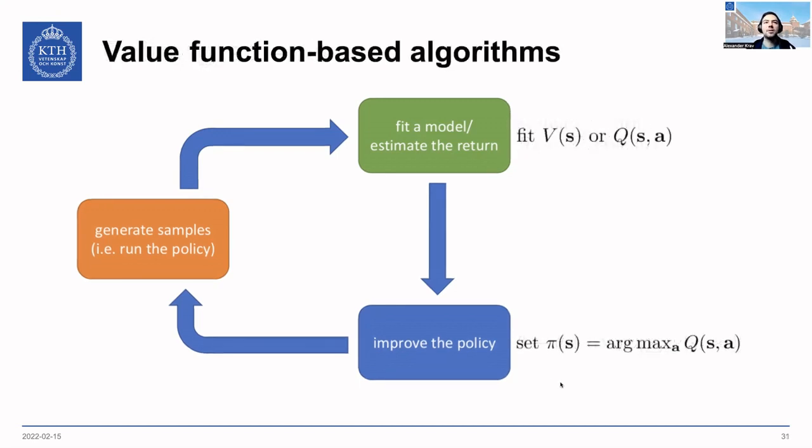In the value function-based algorithms, we work with the value functions or Q functions, and we somehow approximate it. For example, fit it to a neural network. So we fit the neural network to the rewards that we get for generated samples, and then we improve it by simply picking up the action that gives us the highest Q value.